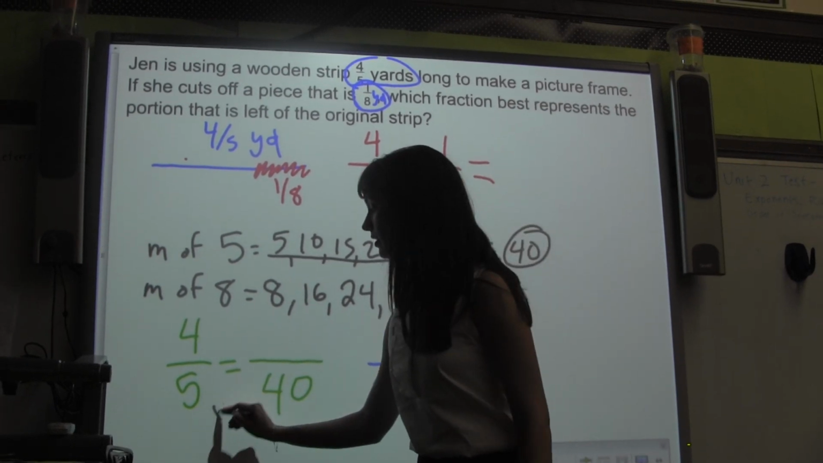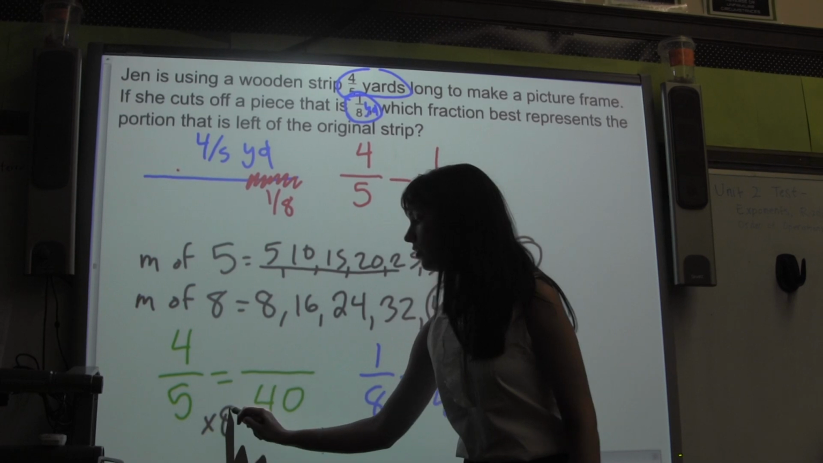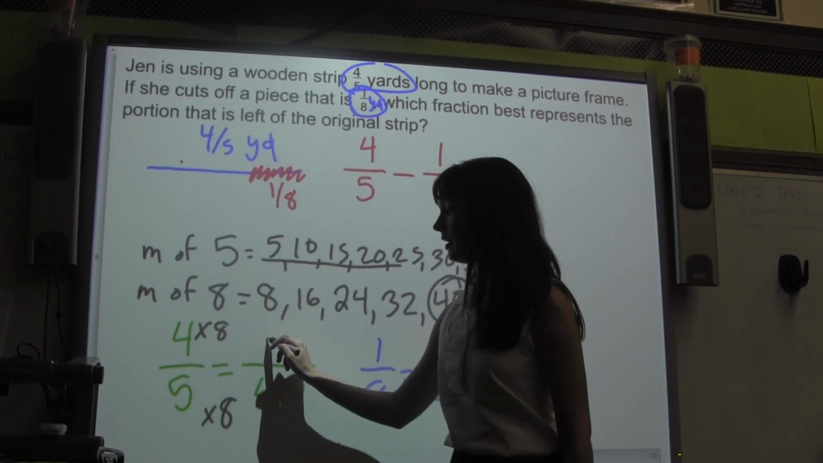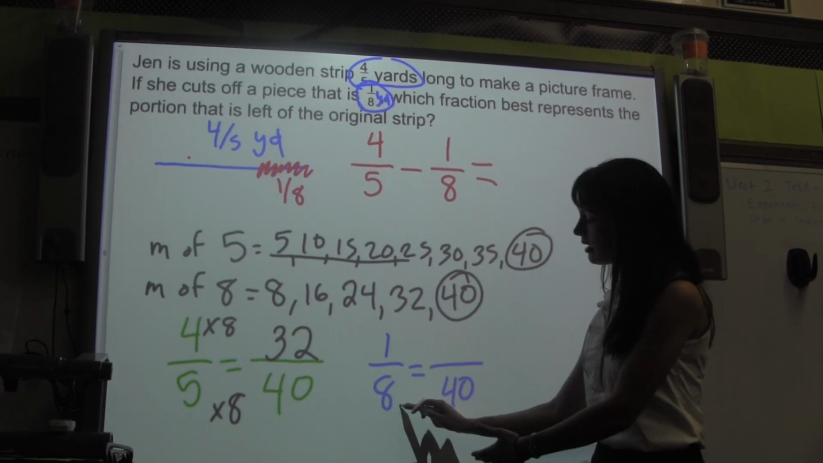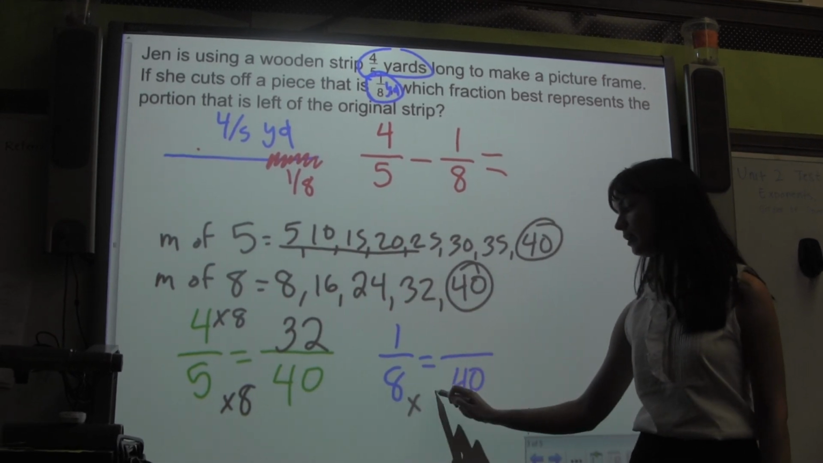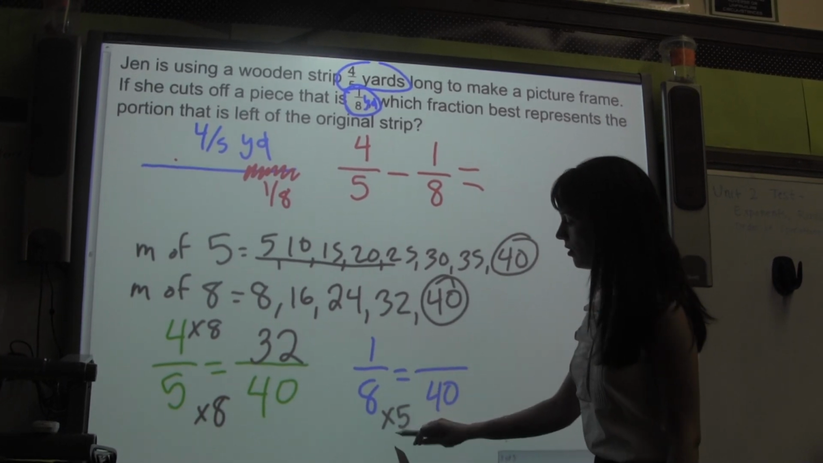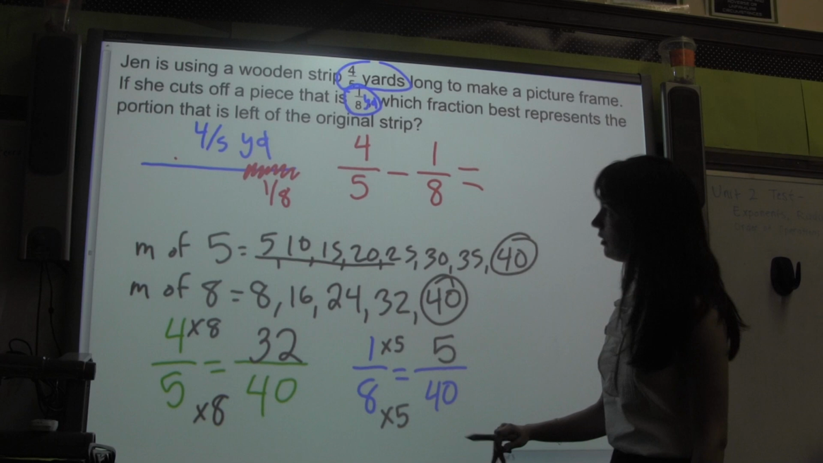I know 5 times 1, 2, 3, 4, 5, 6, 7, 8 makes 40. You have to do the same thing to the denominator and the numerator. 4 times 8 is 32. And then I need to do something over here. 8 times what is 40? 1, 2, 3, 4, 5 8s make 40. And again, if I do it to the denominator, I have to do it to the numerator. So I have to do times 5 up here, and I get 5.